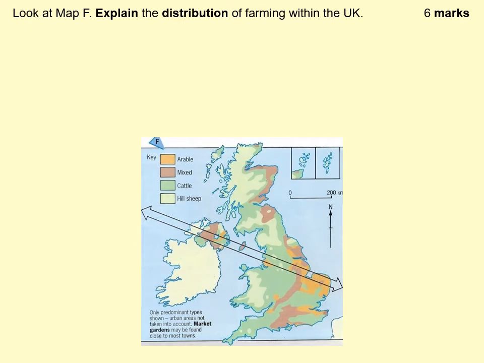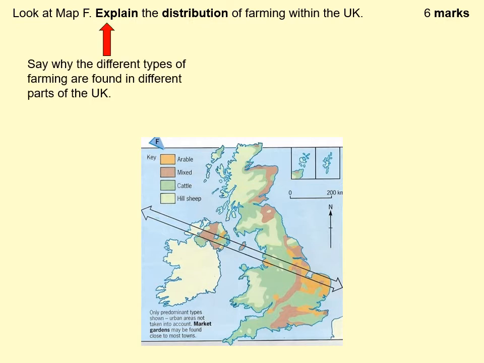Okay, let's break down this question then and remind ourselves what it is asking us to do. So again, it starts off with look at map F. We're already quite familiar with map F, so we're going to know that it's this map. Okay, explain. Now we need to explain and say why the different types of farming that we've identified are found in different parts of the UK.